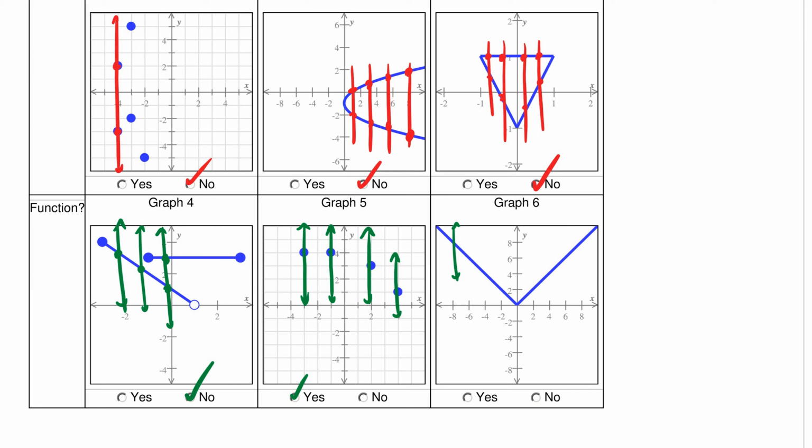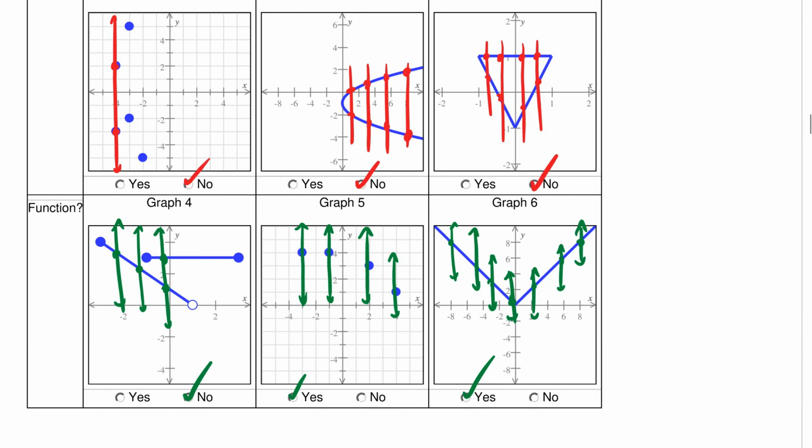Now if I draw vertical lines here, they only cross my V shape, or absolute value graph, at 1 point each time. So yes, this is a function. Again, we use the vertical line test, the line goes up and down, not sideways.